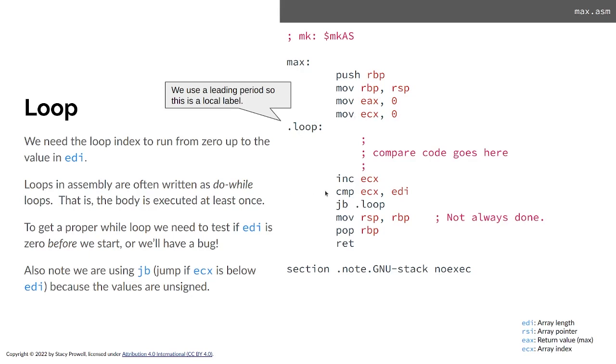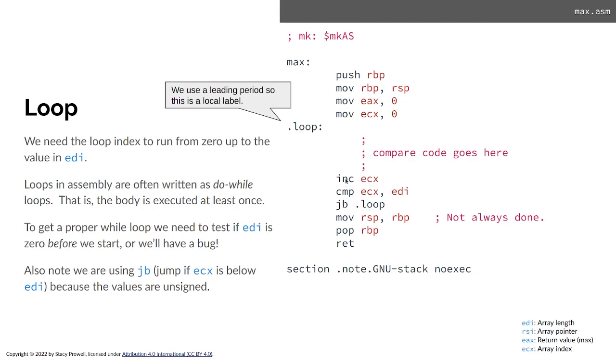At the bottom of the loop, we'll compare our index to the count, which came to us in EDI. If ECX is below EDI, then we'll go back up here to the loop. That's a jump below. And below is the right one. Less than we would use for signed. Below we use for unsigned. Okay. So that will take us back up here. We'll do the loop again.